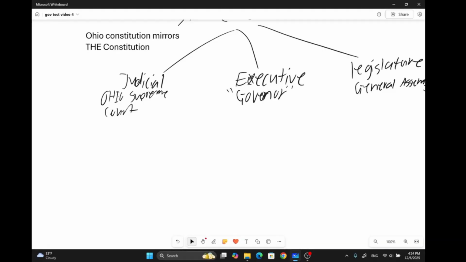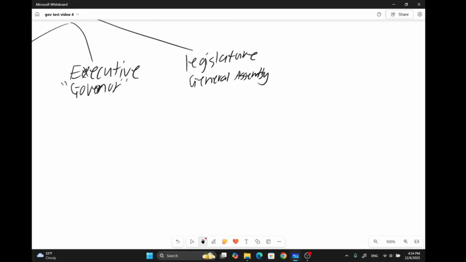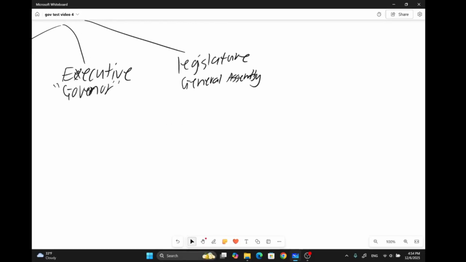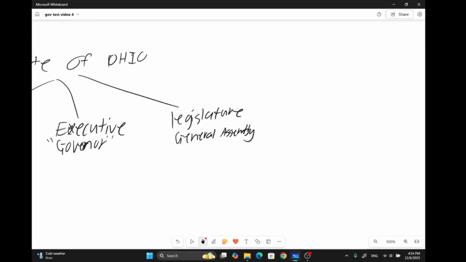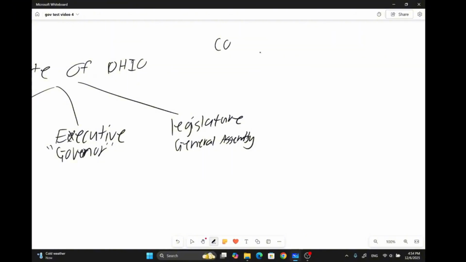And like our national government, it's a system of checks and balances, where each one kind of counteracts the other to make sure none of the branches are getting too powerful. So we'll start with the legislature. Like Congress. When I say Congress, Congress equals national legislature.